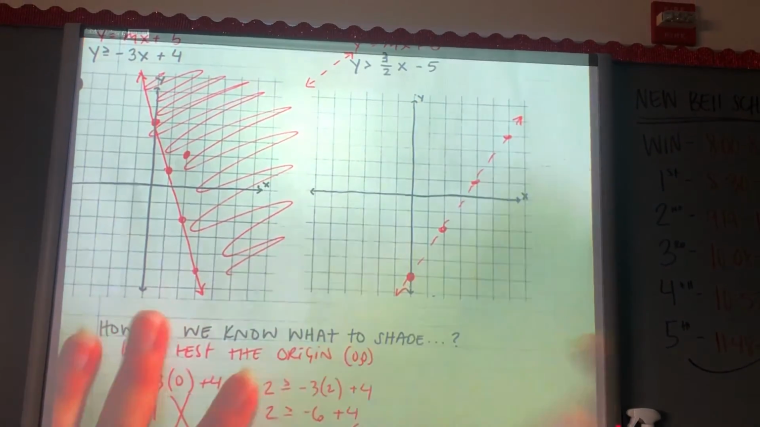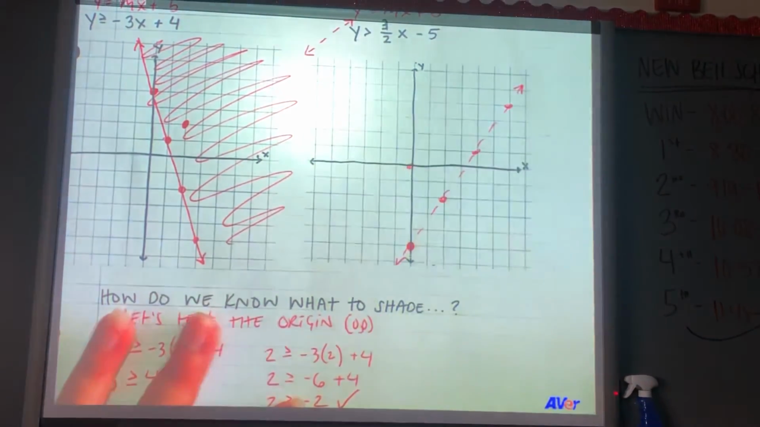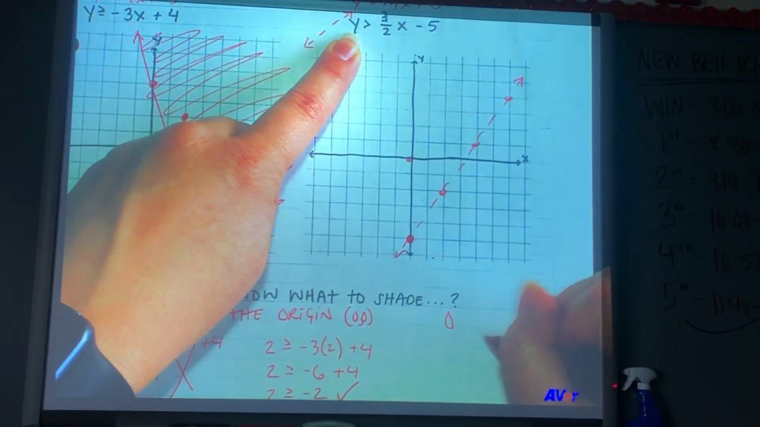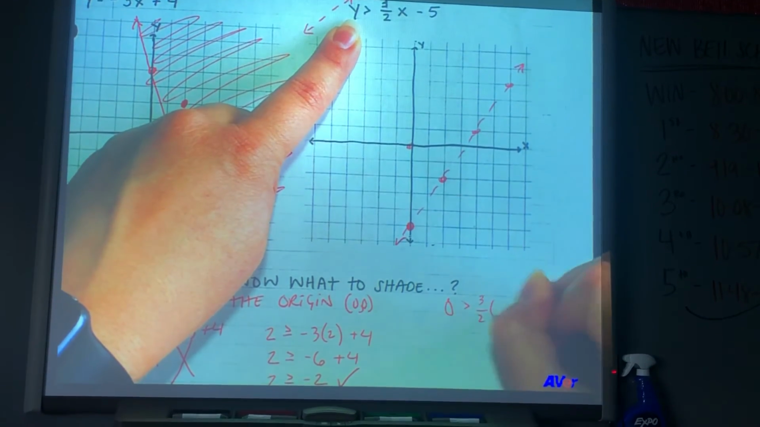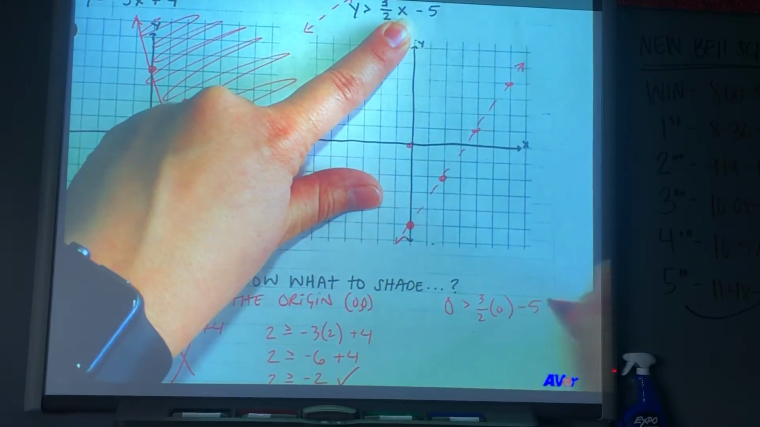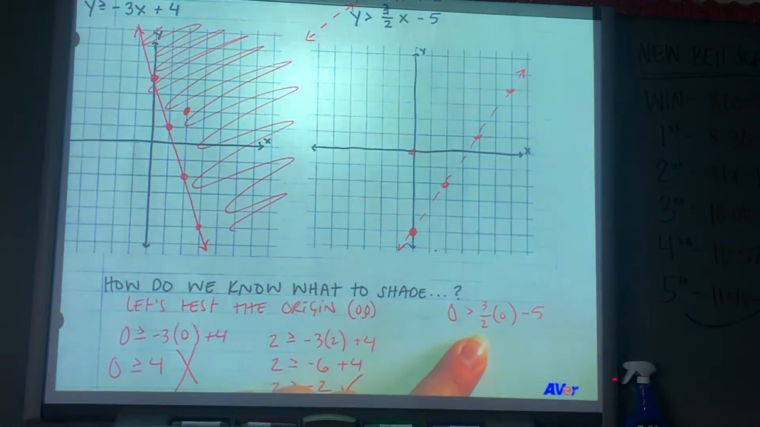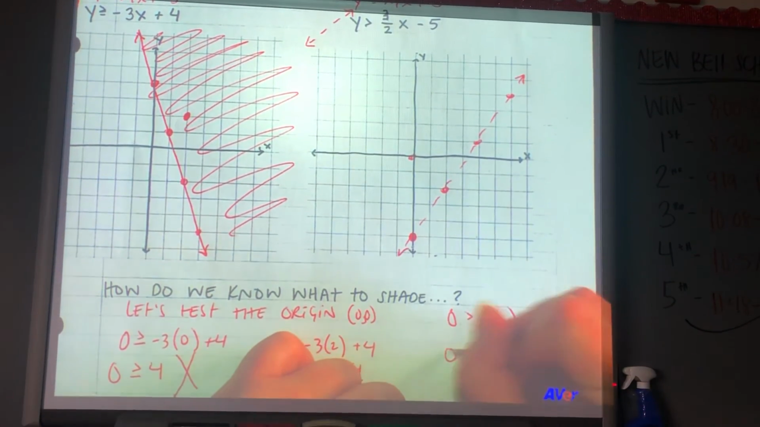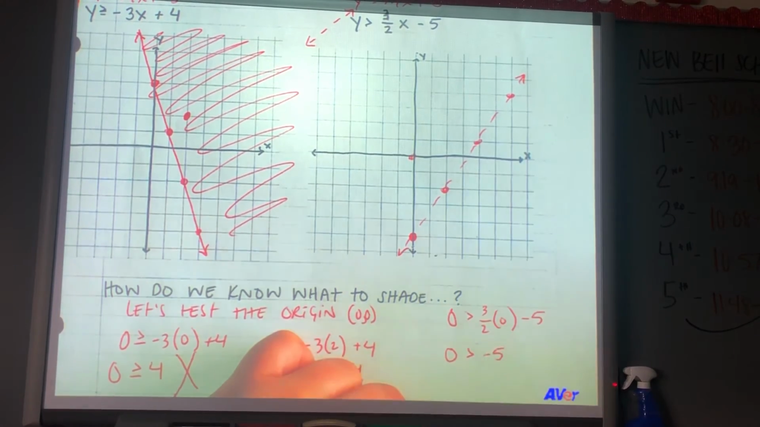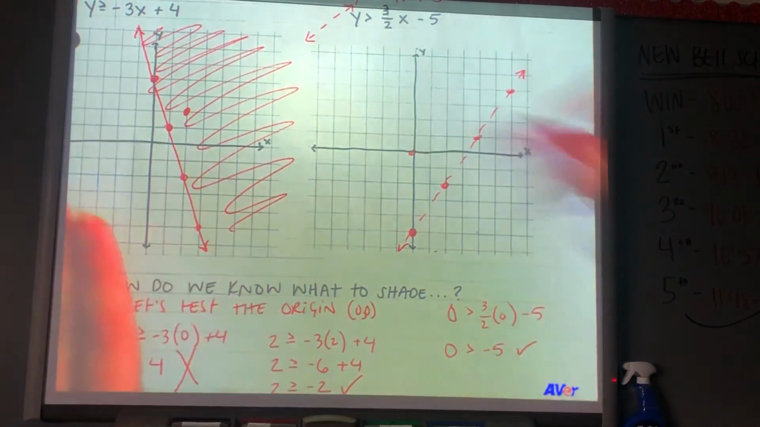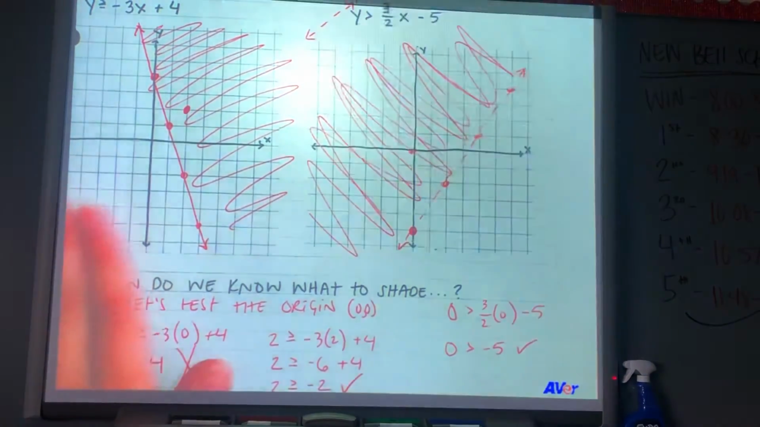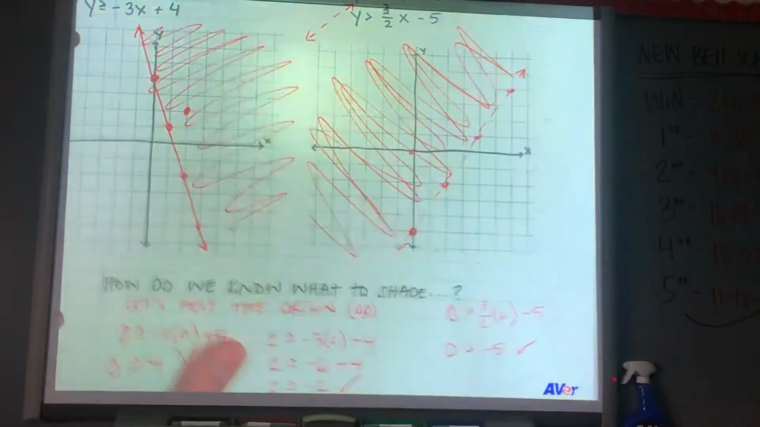So the easiest point I could use is the 0, 0, the origin. So I'm going to replace the original equation with zeros in for the x and zeros in for the y. 0 times anything is 0, and 0 minus 5 is actually -5. So I have 0 is greater than -5, which is true. Since it is true, I am going to shade in the part that it's true.